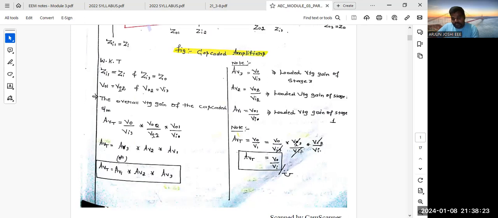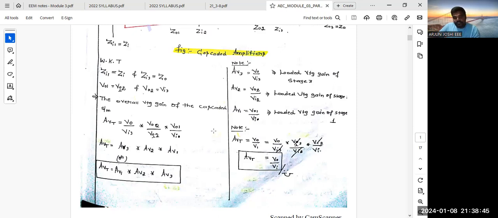VI3 is going to cancel, and VI2 is going to get cancelled. What is the remaining equation? AVT is equal to V0 divided by VI. What is the overall voltage gain equation? Output voltage divided by input voltage. If any number of stages are there, the equation is going to remain the same.